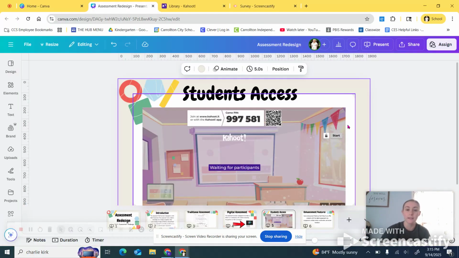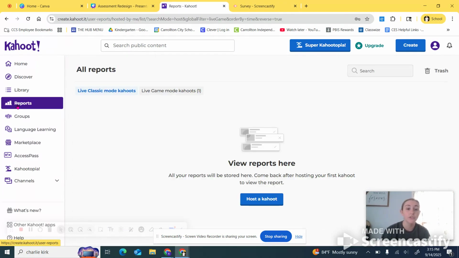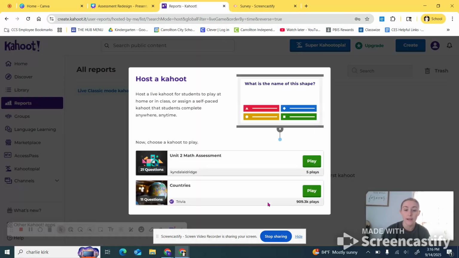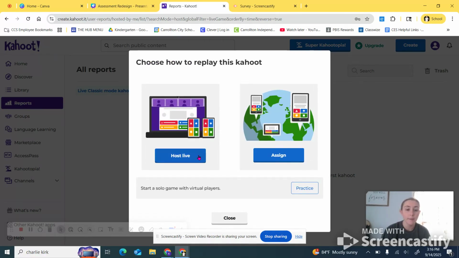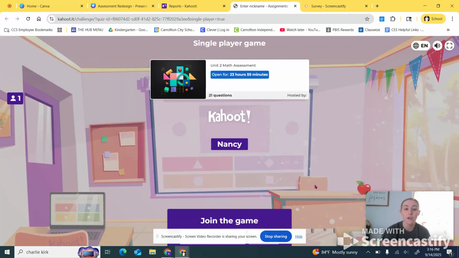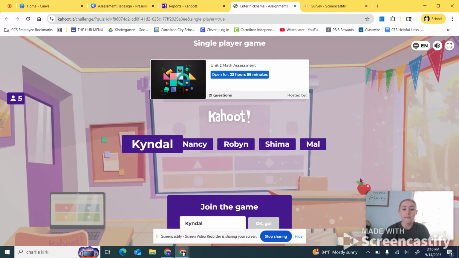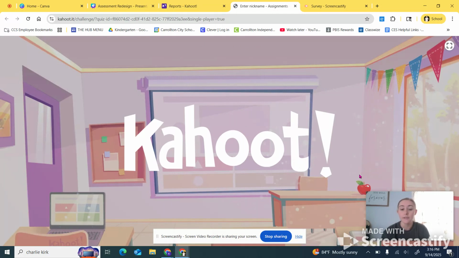Before we get into the enhancement features, I wanted to go to the Kahoot itself. As students, when they go to take the Kahoot, their screen would look a little different. When I go to host it, I can assign a Kahoot or host it live, but I'm going to hit practice so that I can see it as students would. Once they are logged in with the code, they put their name in. So I will add my name, and then they would start the game.